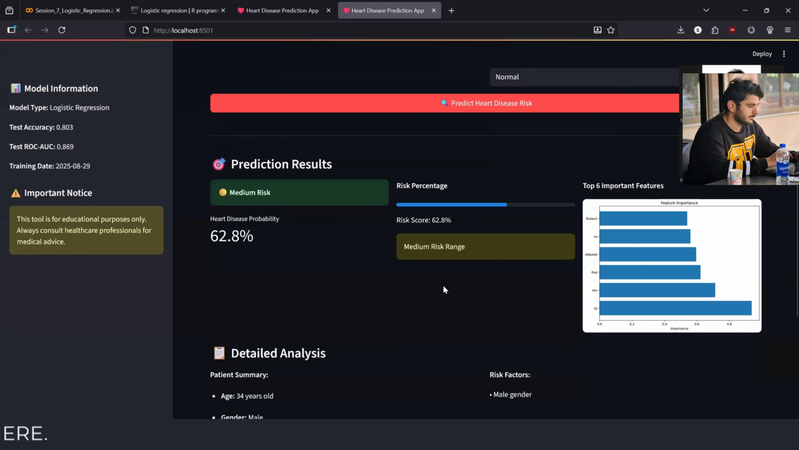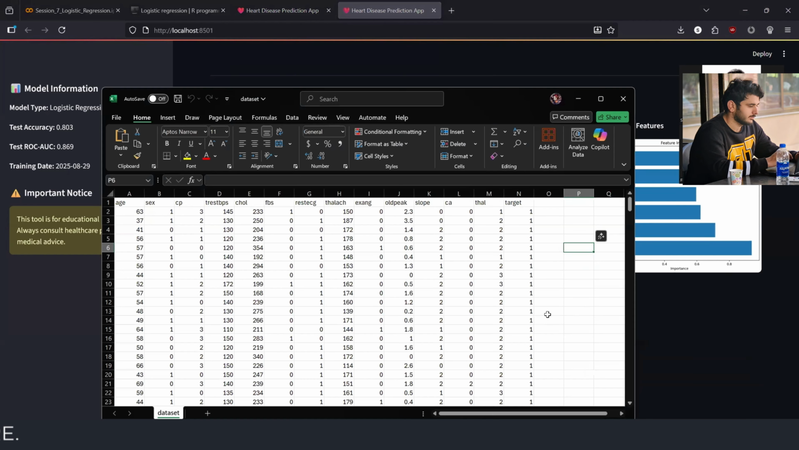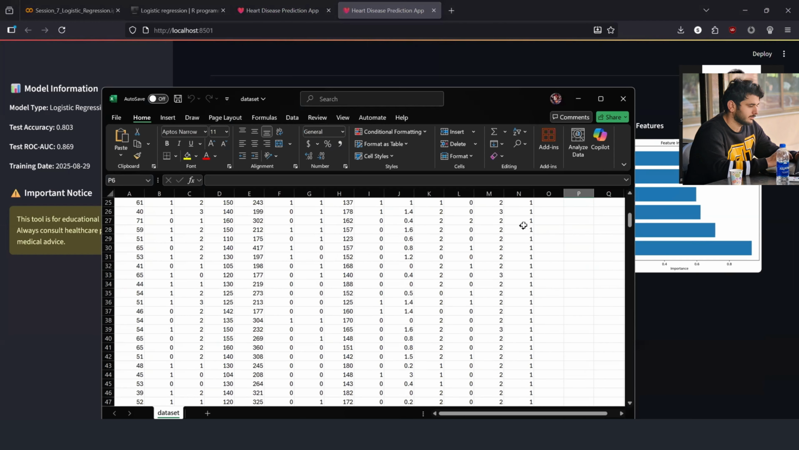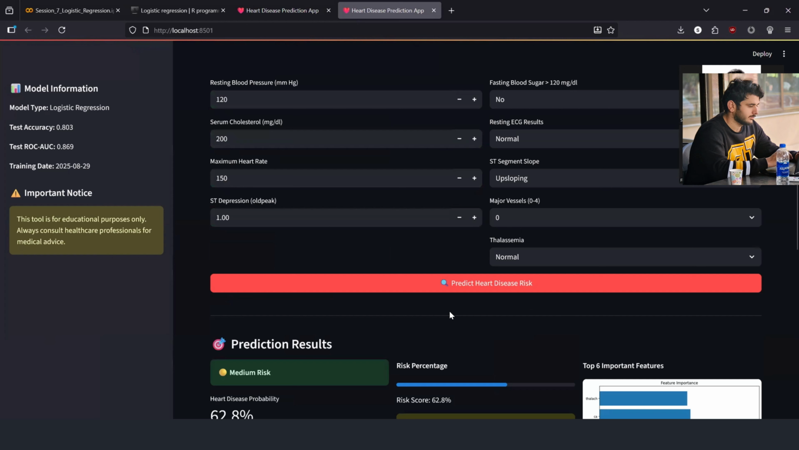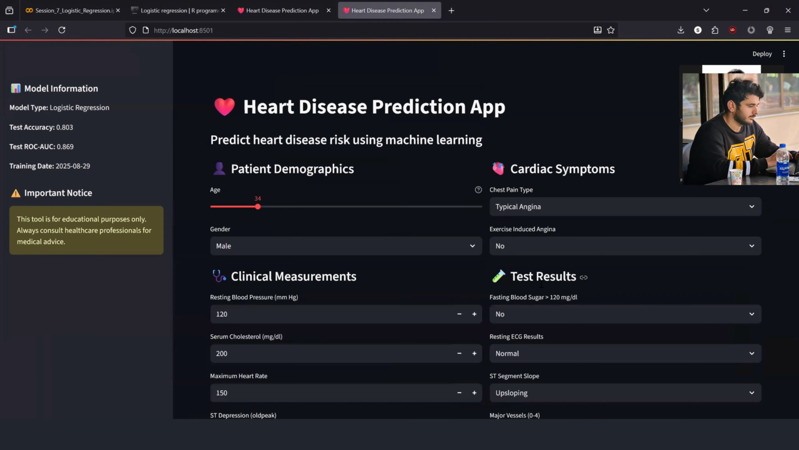So basically what we did is we started from this raw data in an Excel file. We used it to create a model that can predict whether someone is going to get a heart disease or not. We saved our model, we gave it a proper application format, and we created an application out of it. Do you have any questions? And is it cool? Okay.